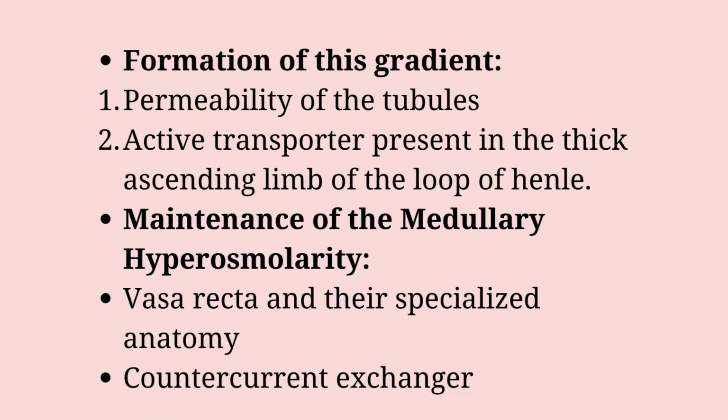So for the formation of this gradient, we have to keep in mind first the permeability of the tubules, and the main, like the star player, the active transporter, which pumps out sodium, potassium and chloride. It's also called the sodium potassium chloride transporter. The vasa recta has a role in the maintenance of this concentration gradient, since without the vasa recta there would be a dissipation of this medullary gradient due to passive diffusion and osmosis.